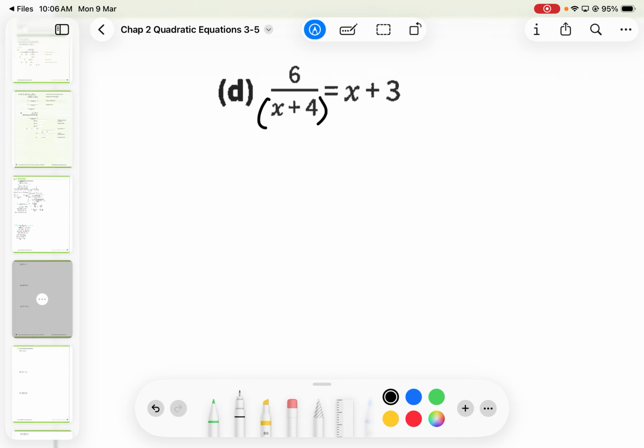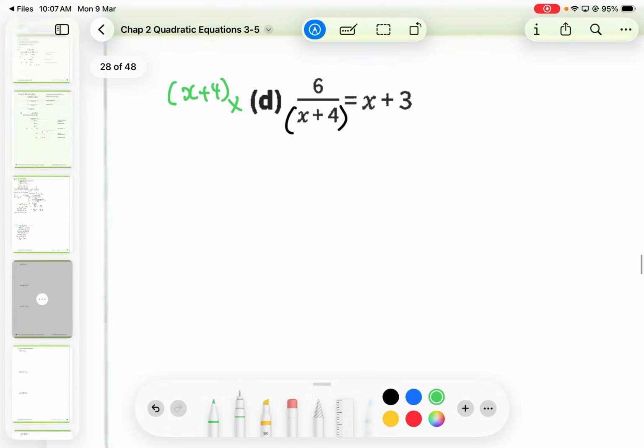Then I want to remove the denominator. So I need to multiply the entire bracket. When I multiply the entire bracket, I must multiply it to the left, I must multiply it to the right. When I multiply it to the left, it will cancel away the denominator. When I multiply it to the right, I must multiply it to everything on the right. Okay?